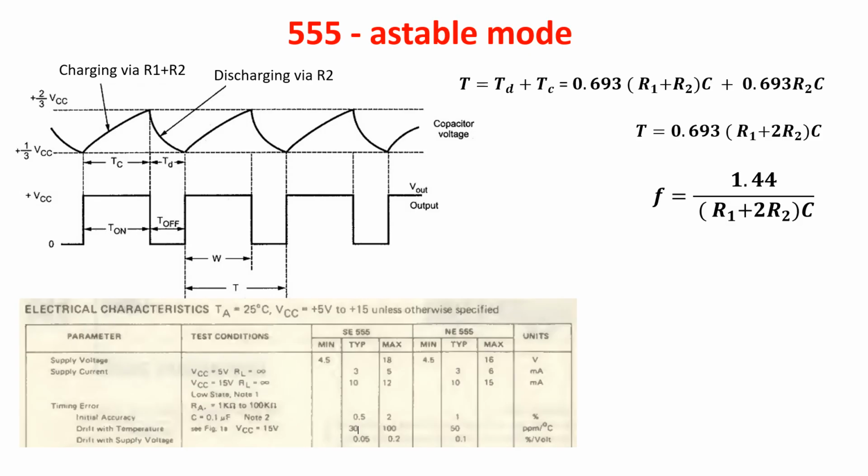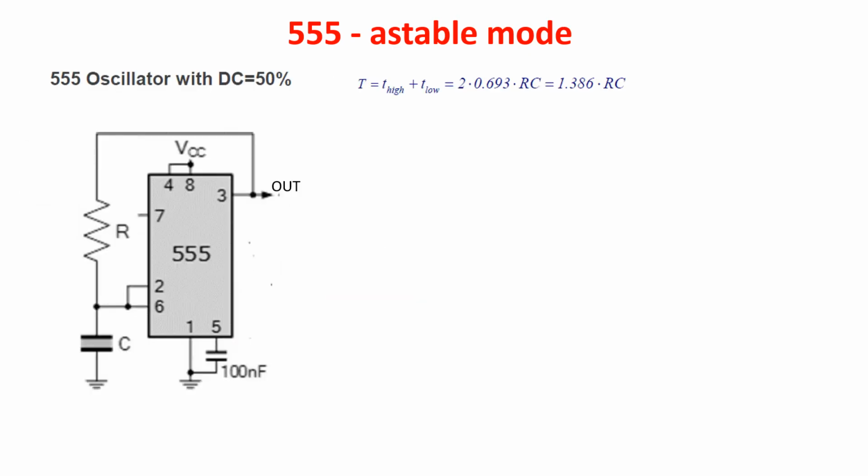The charging time is always larger than the discharging time. This means that the output is in on state longer than it is in the off state, so the duty cycle is always more than 50%. But taking R2 much larger than R1, we can get close to have a 50% duty cycle. It is not quite possible to achieve a 50% duty cycle.